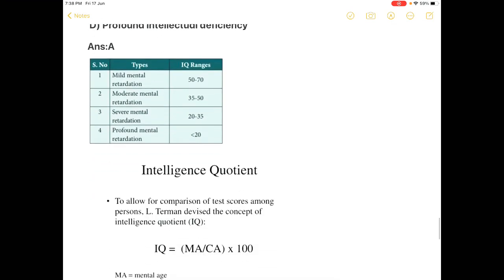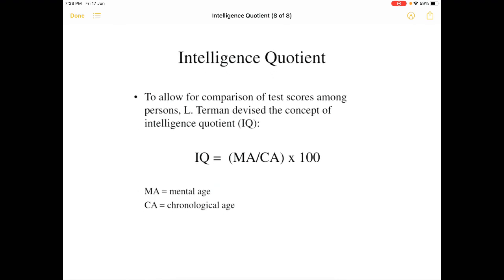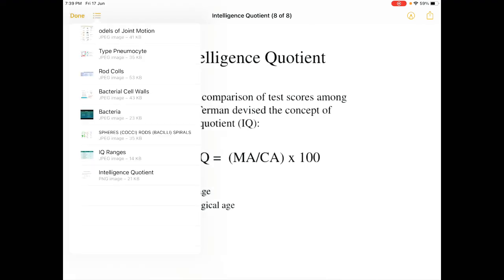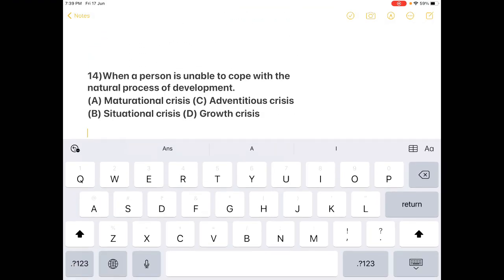Examiners are also very fond of asking this question, so I just put this here. The formula for intelligence quotient, normally they ask: MA, which is mental age, divided by chronological age, multiplied by 100. This is the formula to calculate intelligence quotient. This is extra knowledge.